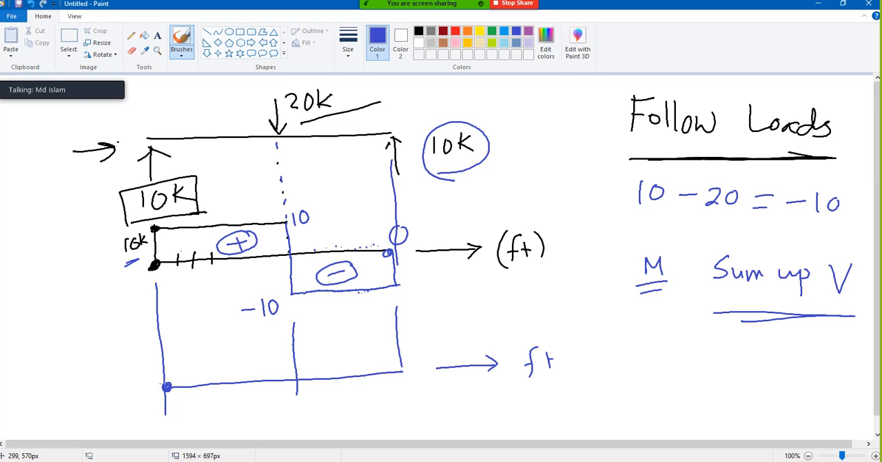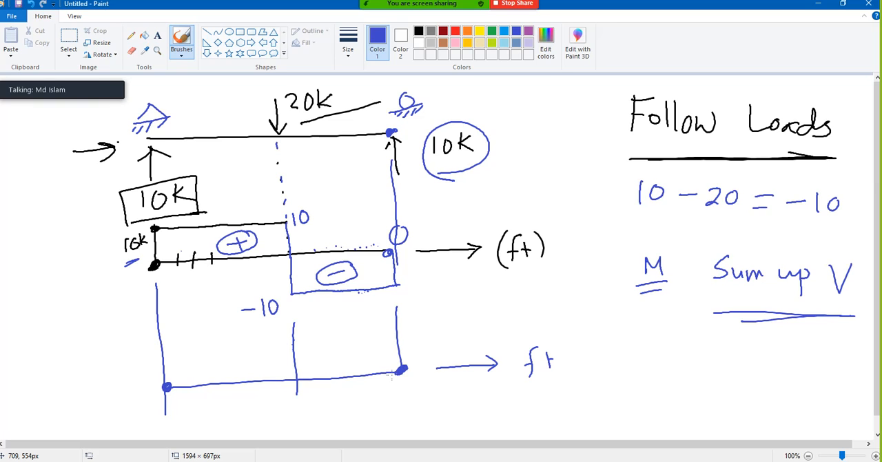It is 0. Now, how do I know that at the beginning there is no moment, or it is 0? If you can remember, at the beginning I had a pin support, and you know that a pin support cannot take any moment. So there's no moment at the beginning. Same thing here. Here there was a roller support. Roller support means it cannot take moment, so there is no moment here also. These two answers I know up front.